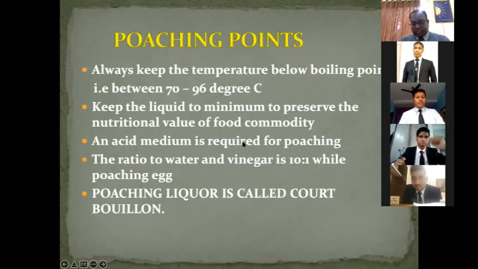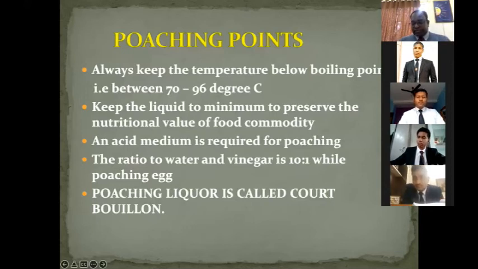The ratio of water and vinegar is 10:1. Now this is very important. Whenever we are poaching something, we always do it in an acidic medium. It can be vinegar or lemon juice. The ratio we generally follow is 10:1. So if it is 1 liter of water, we add around 100 ml of vinegar. Just make sure that you follow the same ratio. It can be less also depending on how delicate your foodstuff is, but if it is very delicate, you can make it 10:1.